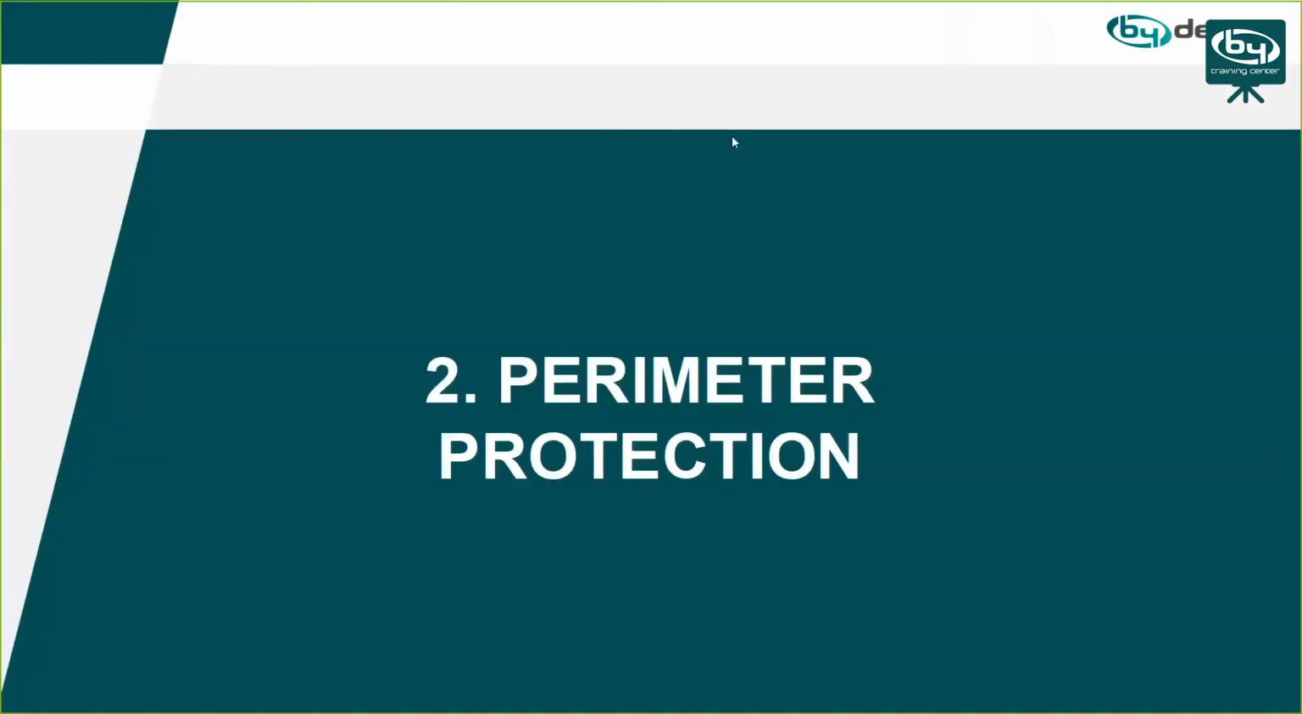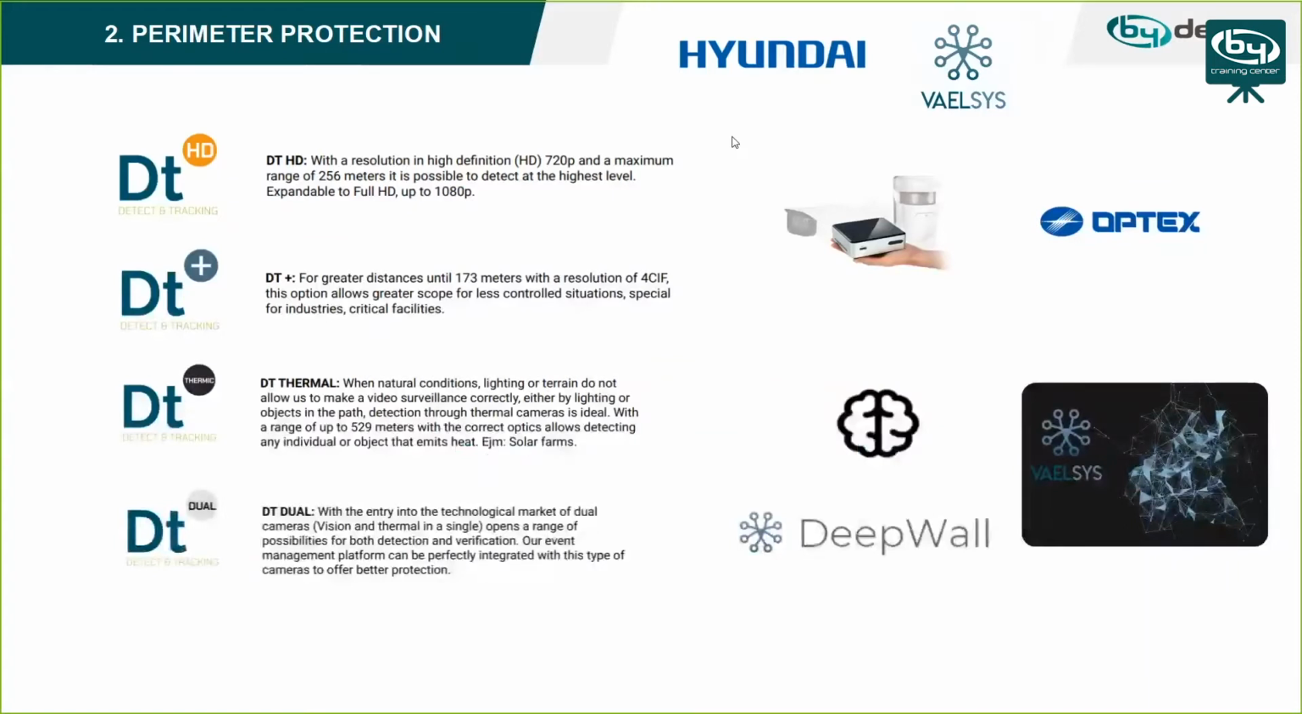So a bit about perimeter protection. There's different kinds of modules that can be offered. So we got DTHD, which would offer you a resolution of 720p and is also upgradable to 1080p. And it provides a maximum range of 256 meters to give you a detection at the highest level.